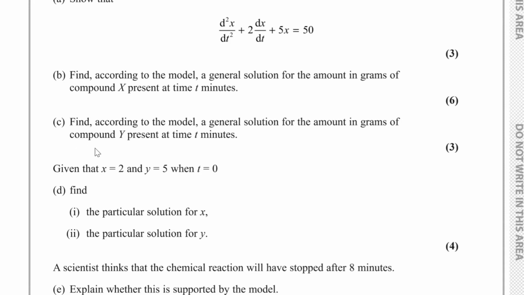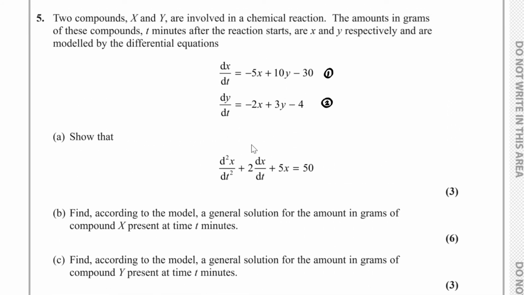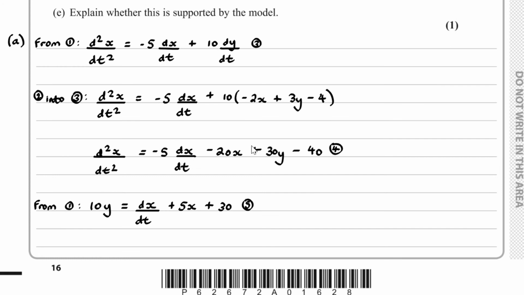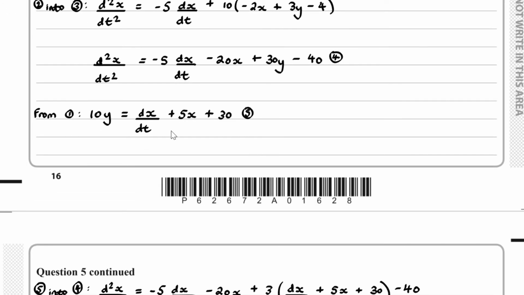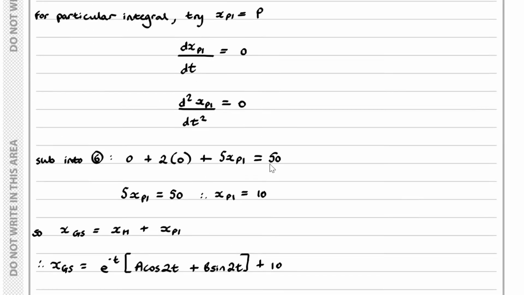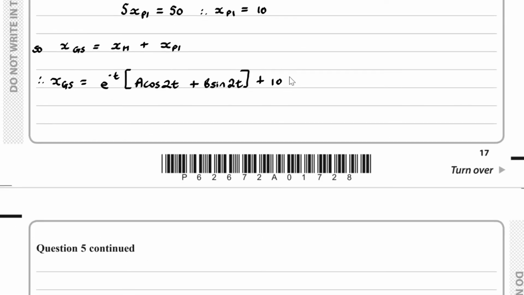Now for part C of the question, we have to find, according to the model, a general solution for the amount of grams of compound y present at time t. So now we need to solve for y. And we already know from equation 3 what 10y is. So we can use this information to solve for y. Now we know what x is, we've just worked that out in part B. We can use that to figure out what dx over dt is and substitute all of this into equation 5. So if we take a look at this equation here, let's call it equation 7.